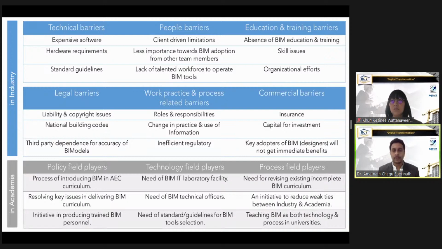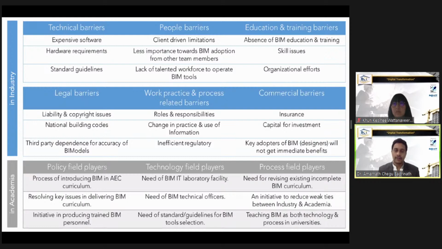Sometimes BIM coordinators and BIM managers are mixed up, and different job roles are mixed together for each of these roles, and also for modelers. Someone from civil comes and starts doing the architectural model. There's a difference in understanding the roles and responsibilities when people from different disciplines come in. Change in practice and use of information, inefficient regulatory and commercial barriers like insurance, capital for investments.